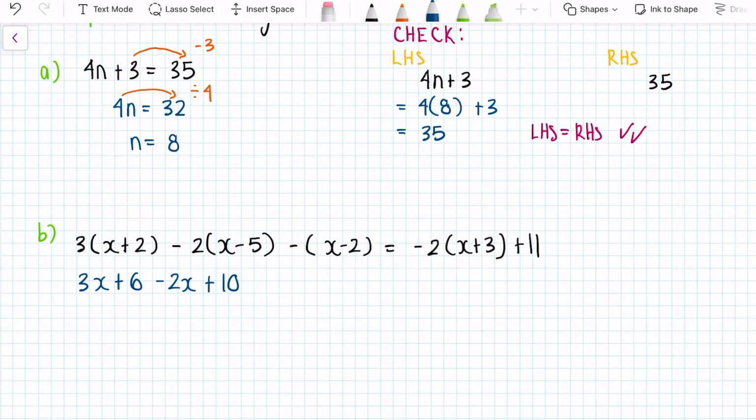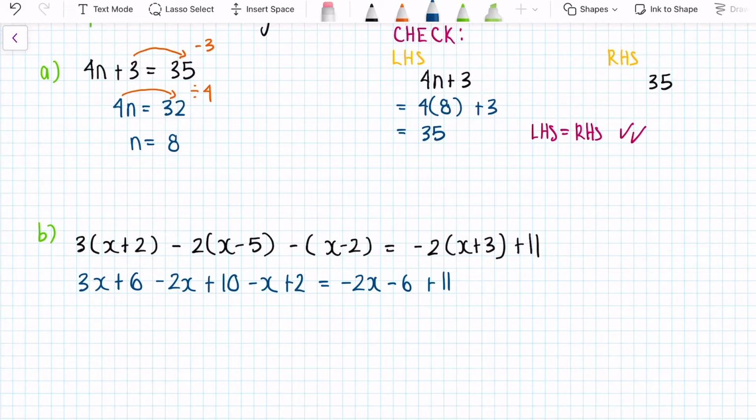And then we have a negative 1. Remember, when I don't write it, that's being multiplied by 1 up there. So when we distribute that, we're going to get minus x and then plus 2 equals, and then the same thing happens on this side, negative 2x minus 6 plus 11.